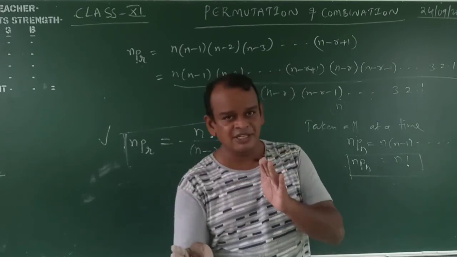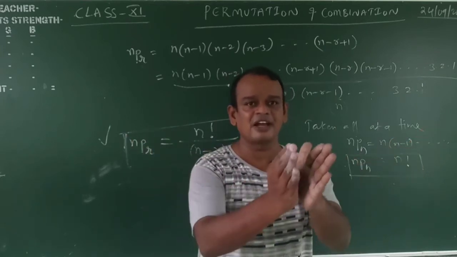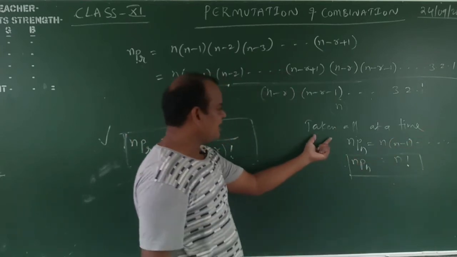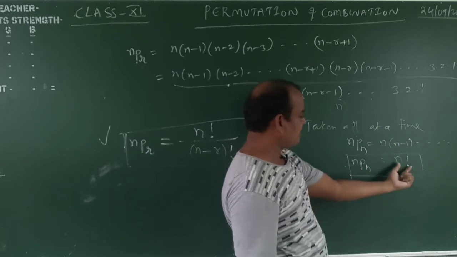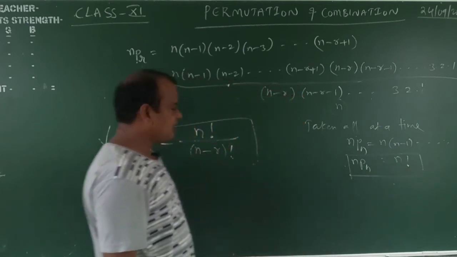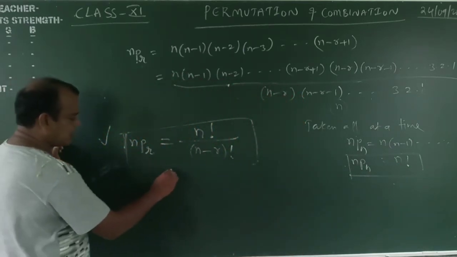10 students, 10 benches, 10 chairs, in how many ways? 10 factorial ways. That is, taking all at a time, that is nPn. That is equal to how much? n factorial. Now suppose the r value is equal to n, taken r at a time.